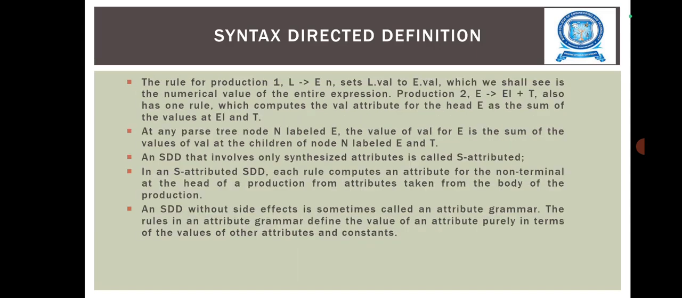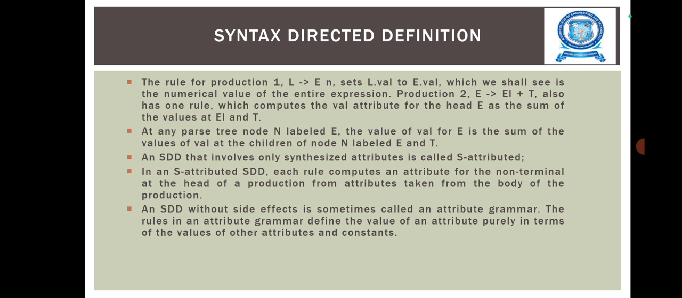The rule for production L tends to E n sets L dot val to E dot val, which we shall see is the numerical value of the entire expression. Production 2, E tends to E1 plus T, also has one rule, which computes the val attribute for the head E as the sum of the values at E1 and T. At any parse tree node n labeled E, the value of val for E is the sum of the values of val at the children of node n labeled E and T.